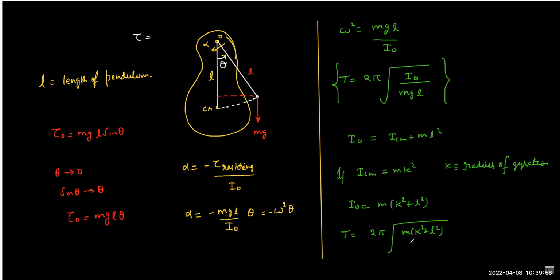So we may replace I naught by this formula, and then we have MGL and this we can write as K square plus L square divided by L, whole upon G. And what is interesting here is that this will give you something like a simple pendulum formula with L effective. So the formula is quite similar to the simple pendulum, with a difference that the L effective value.